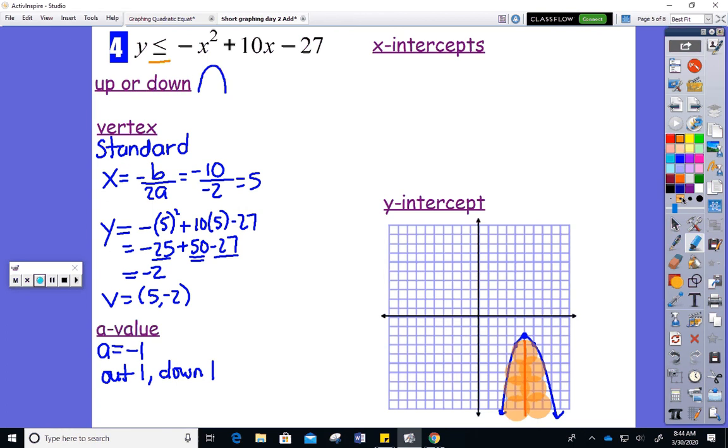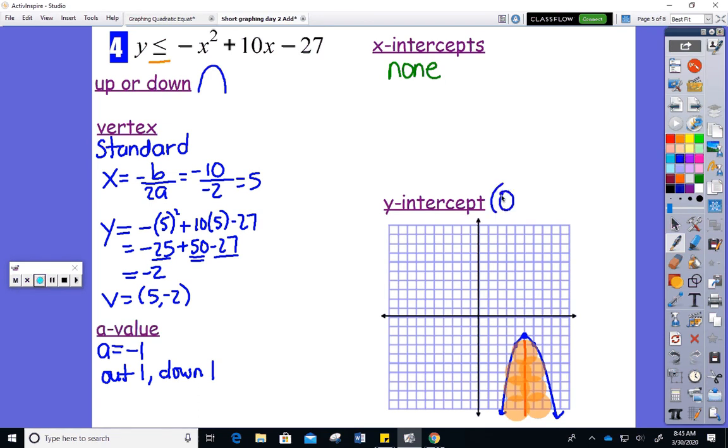Now, I see something that makes me very happy, and that is that this parabola never touches the x-axis. So I get to say no x-intercepts, and I don't have to do any work because a lot of times the x-intercept work is the part that takes the most time. Now, y-intercept, I'm looking at the picture, but this parabola is so skinny that my y-intercept is definitely going to run off the screen. So I can't see it. I'm going to have to calculate it.